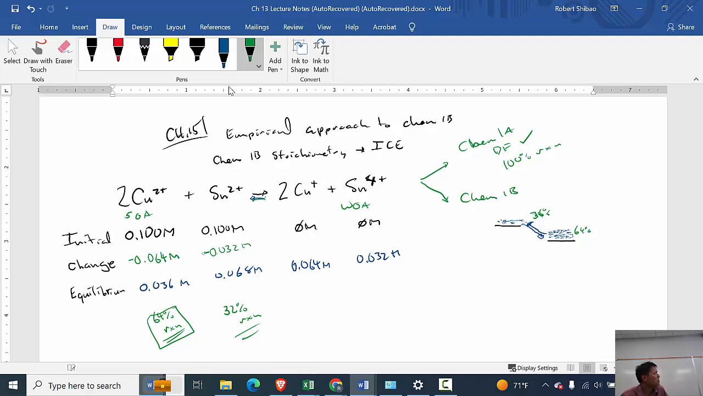But we lost half as much tin. Does that make sense? Shouldn't we lose the same percentage? And the answer is no, because you see we need twice as much copper as tin. And so we're going to lose twice as much copper as tin.